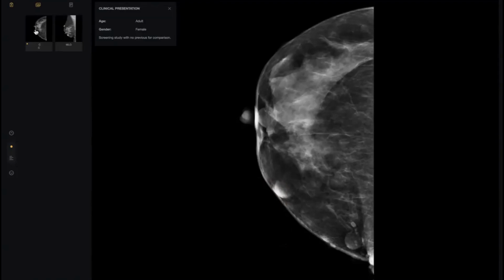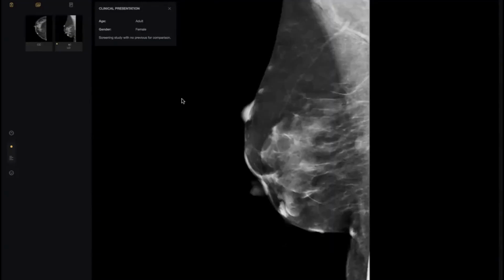Excellent. So I will confirm these on the mediolateral oblique projection, which confirms their presence and their relationship to the skin. They involve the upper and lower quadrants, likely the upper inner quadrant of the breast. Besides these three major lesions, I can also appreciate multiple other smaller lesions in the breast parenchyma.